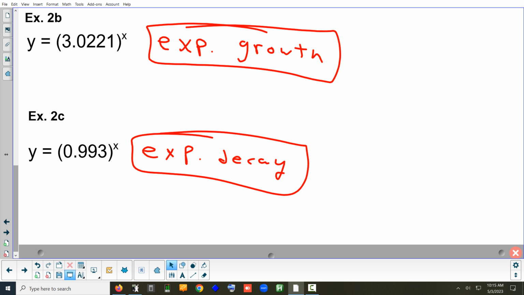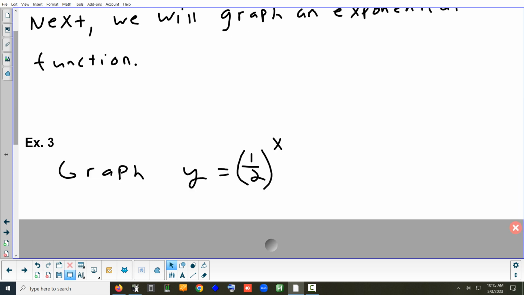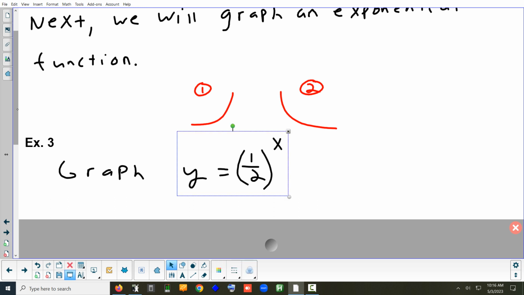Okay, let's try example 3. Now, just by looking at the formula, you should have an idea if it's going to go like this or it's going to go like that. What kind of graph is that? Is that the growth or is that the decay? And let's call this graph 1 and let's call that graph 2. Yeah, this is decay. This is going to look like graph number 2. If it looks like graph number 1, you did something wrong. That's growth. Okay?